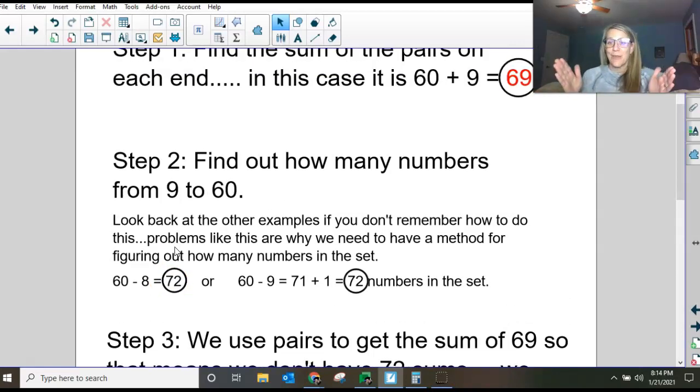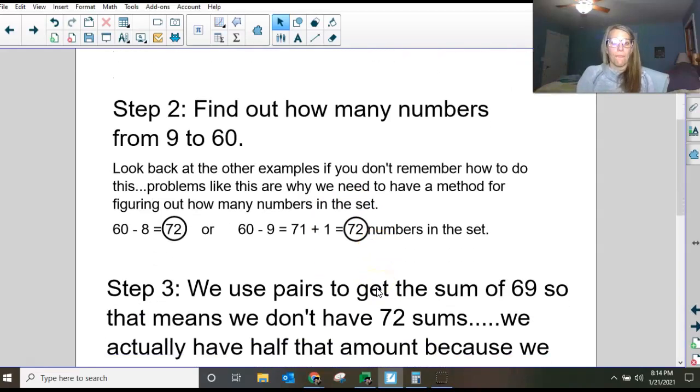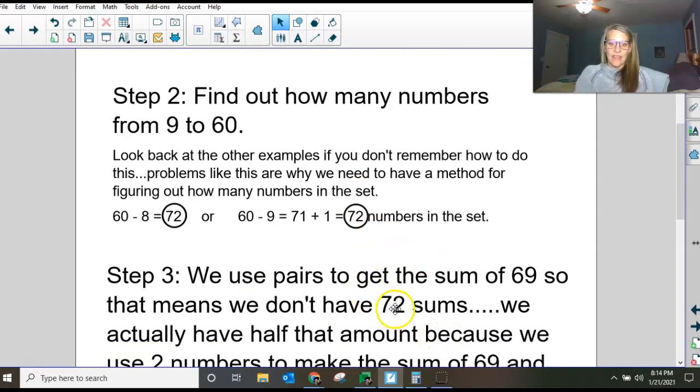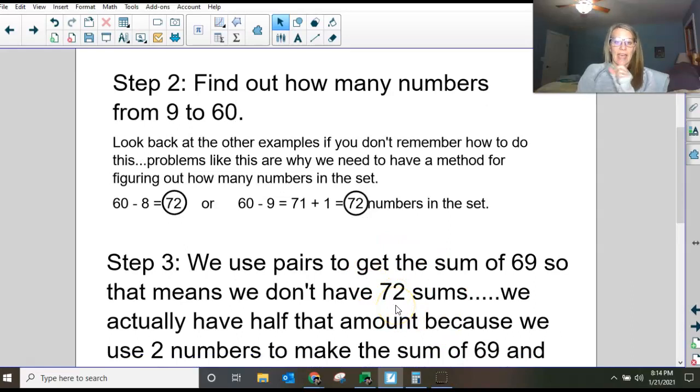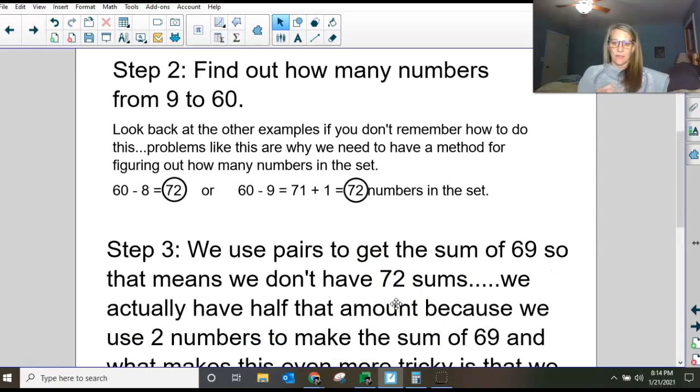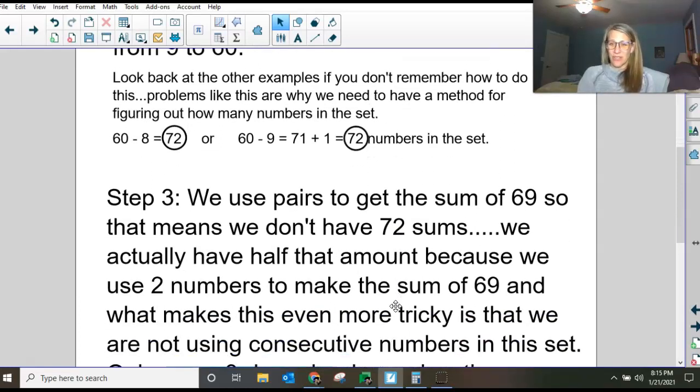Okay, remember, we're not thinking about the fact that there's every third number yet. We can do that soon here. Or we could just do the two end numbers, 60 minus 9, find the difference in them, and then add one of those back, okay, to get 72 numbers in the set. Now, here's where we start thinking about, okay, we use pairs to get the sum of 69, and that means we don't have 72 sums. We actually have half that amount because we're pairing it, okay?